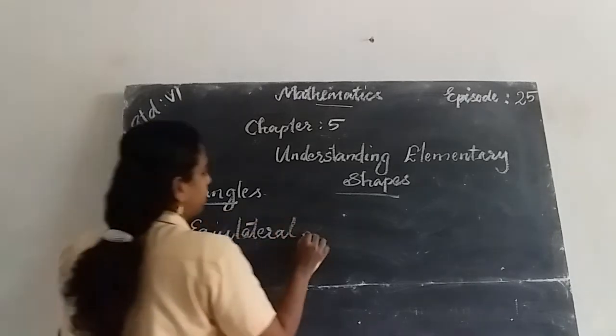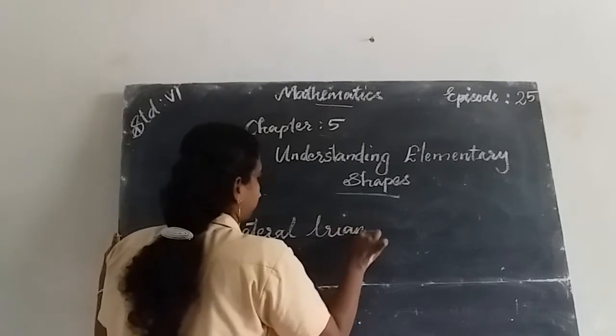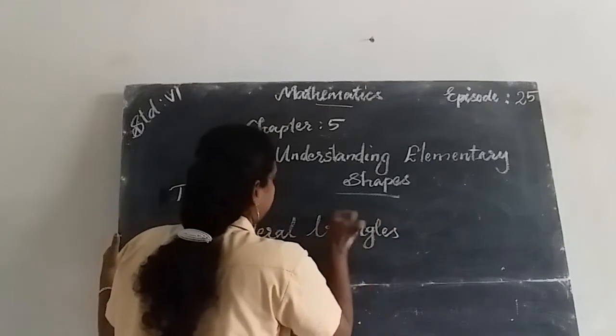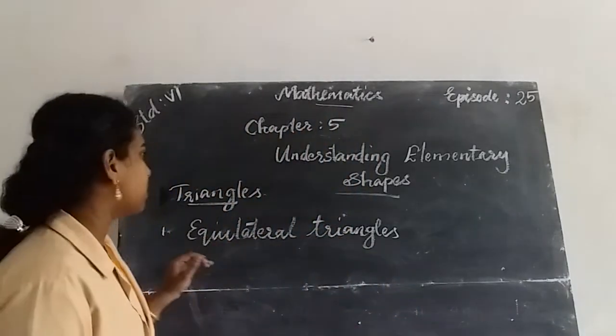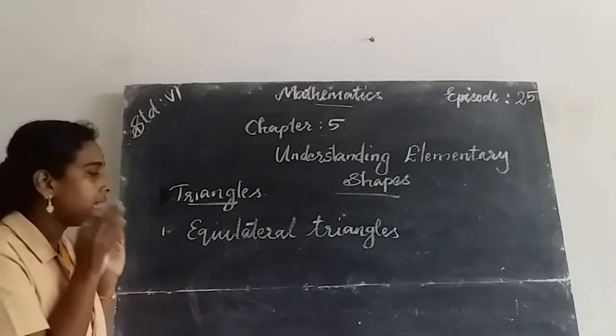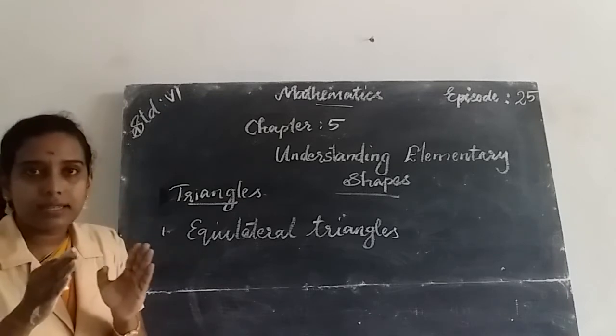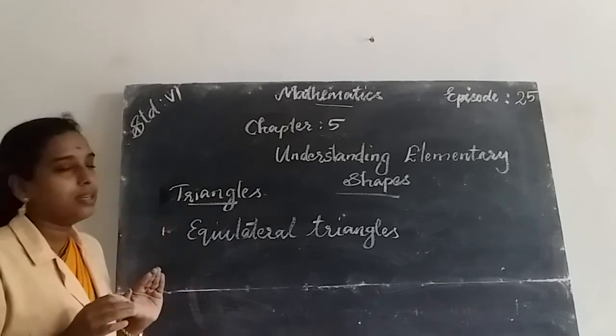Equilateral triangles. Equilateral triangles means all three sides. If a triangle has three sides and the three sides are equal, then it is said to be an equilateral triangle.